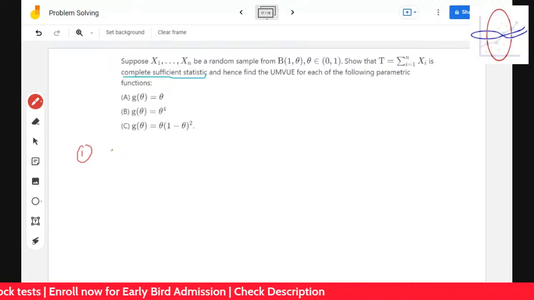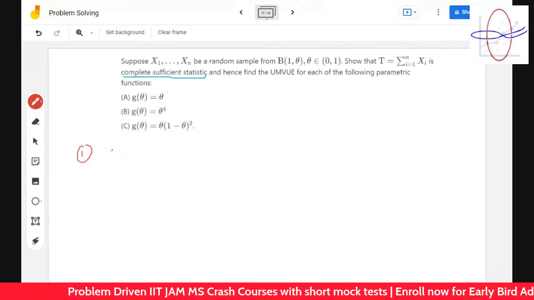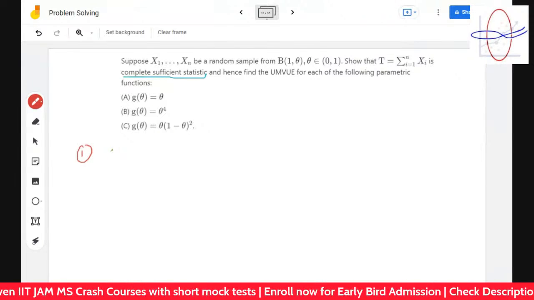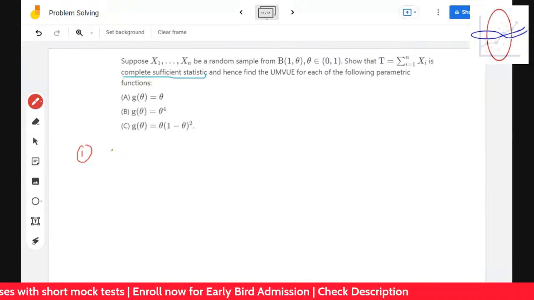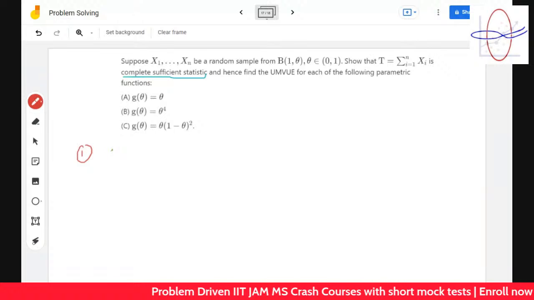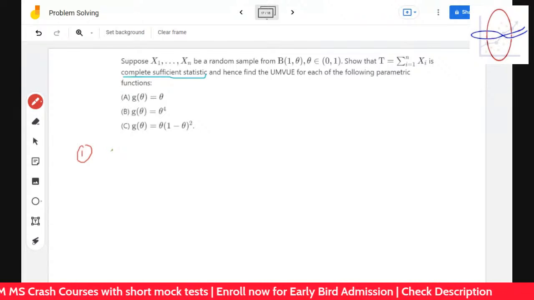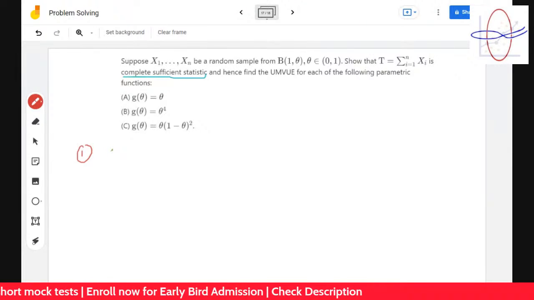Beta(1, theta). I myself forgot the distribution formula. Let me just check that. Beta(a, b)... for Beta(1, theta), it's (1 minus x) whole to the power theta minus 1, divided by the beta function B(1, theta). So that's theta.